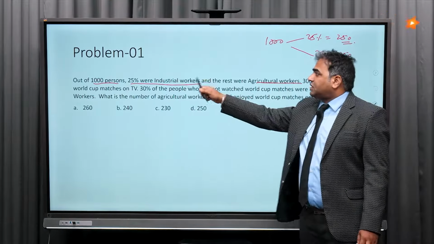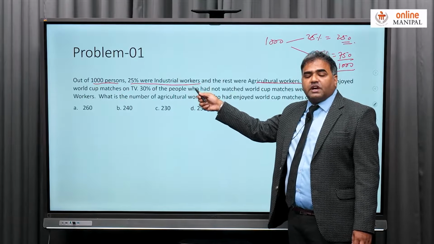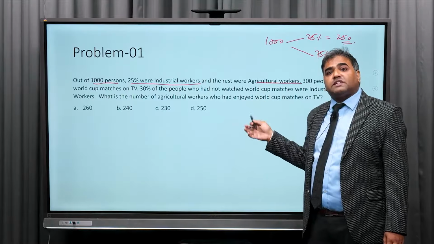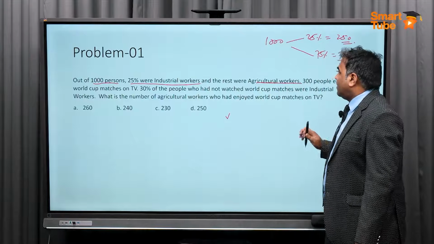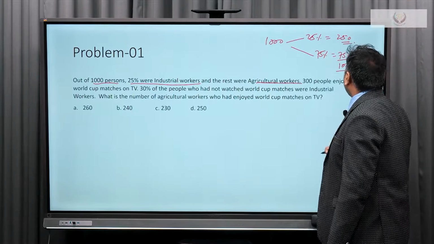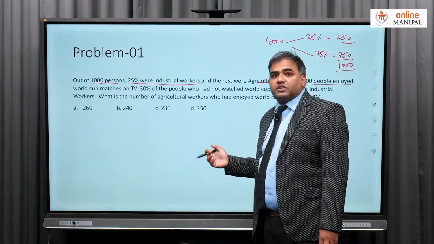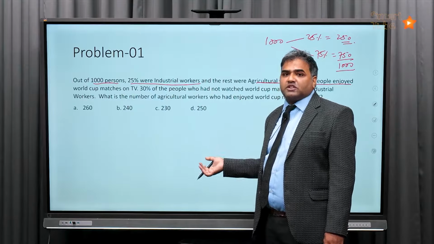So we have 1000 persons. Out of 1000 persons, 25% are industrial workers and the remaining are agricultural workers. So how much would be the agricultural workers? 75%. 75% of 1000, you will get 750. Okay, then what else have they given us? Going further, 300 persons enjoyed the World Cup match on TV. So they are giving us a scenario where 300 people are watching the World Cup match on a TV.